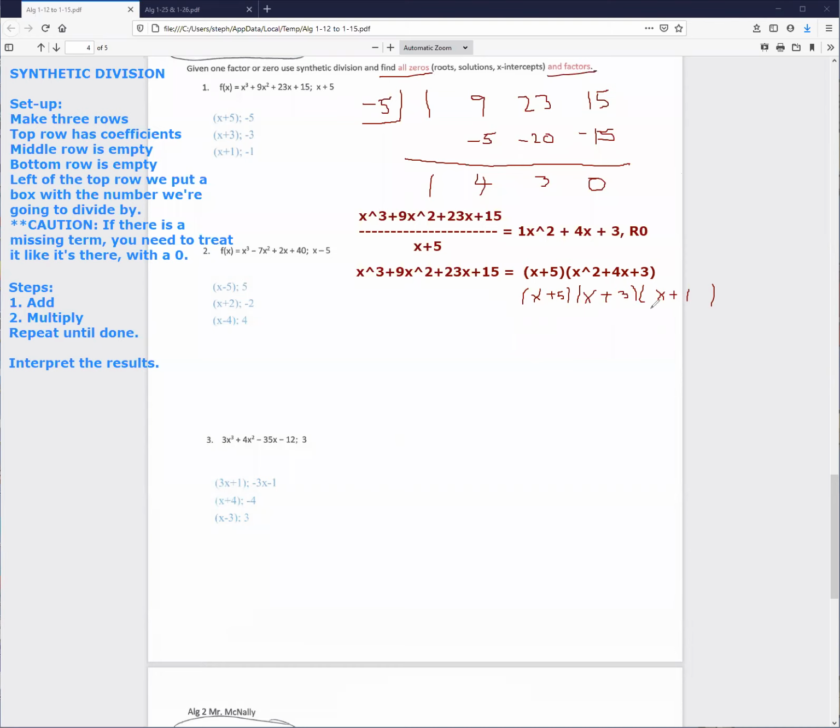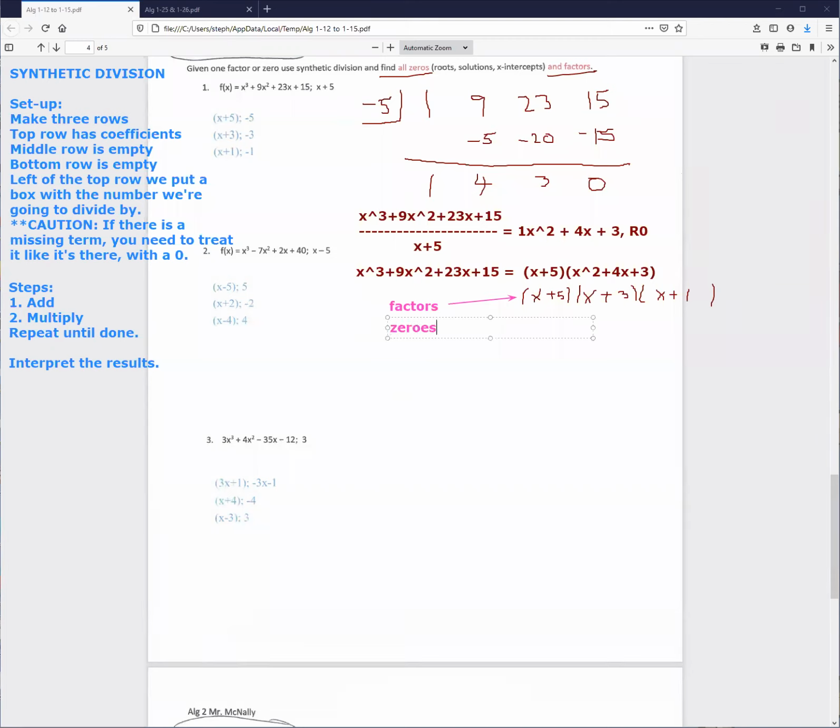Well, the factors are right here. What we have drawn right here, these guys are factors, because we've split it up into a trio of things that are being multiplied. So that is by definition what a factor is. But now let's talk about the roots, aka the zeros, aka the solutions, aka the x-intercepts. Those words all mean the same thing.